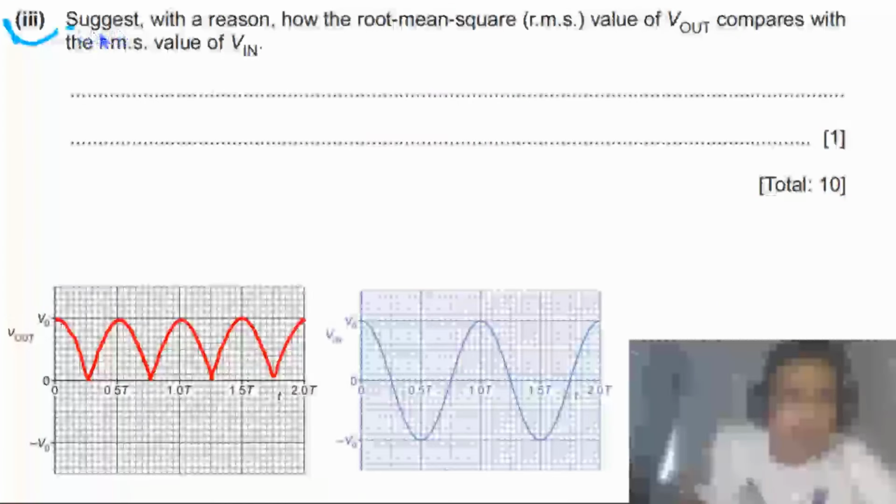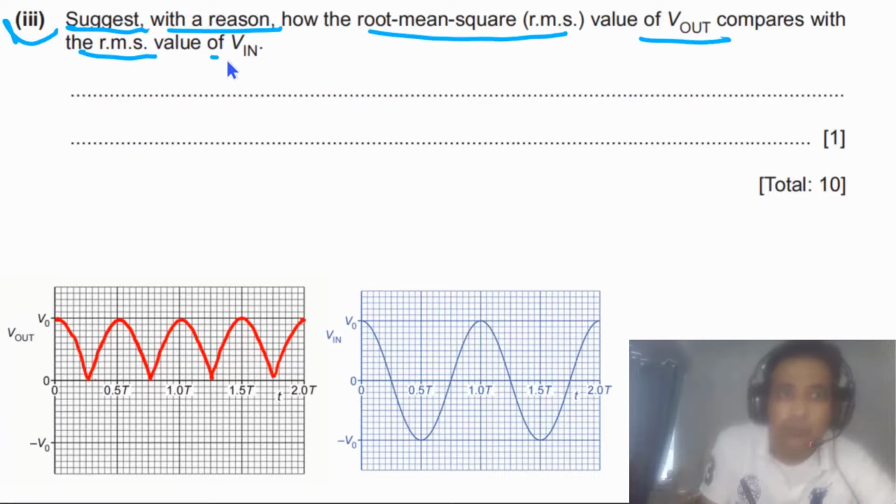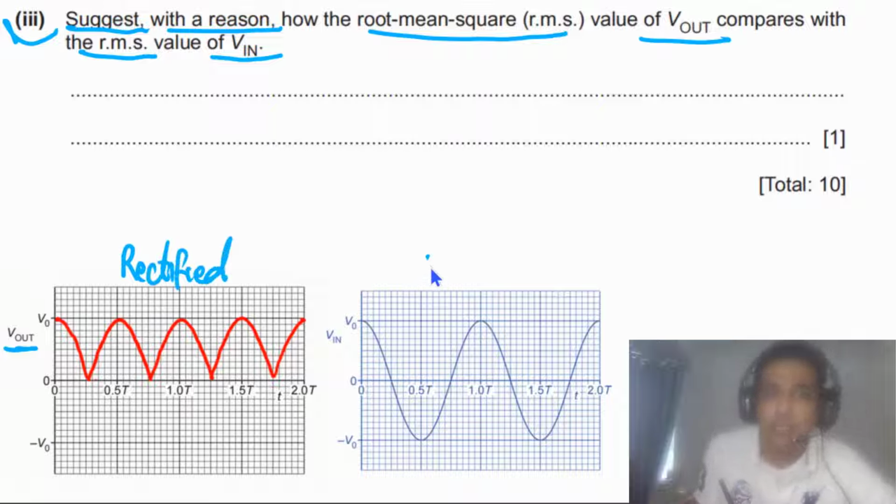The third part says suggest, with a reason, how the root mean square value of V out compares with the RMS value of V in. So first of all, we need to understand the difference between these two signals. We have a rectified signal here. V out is rectified. So this one is rectified and this one is unrectified. So this is V in.